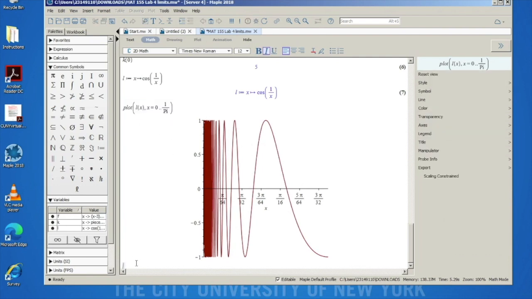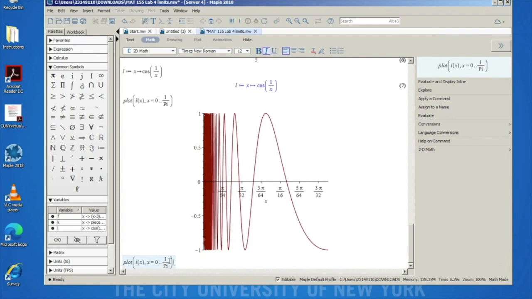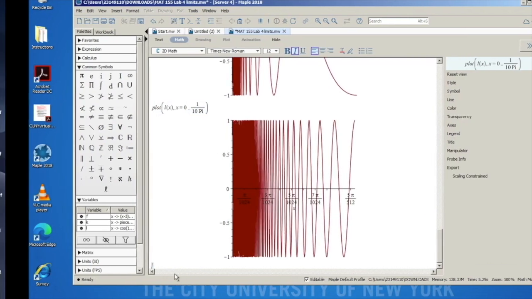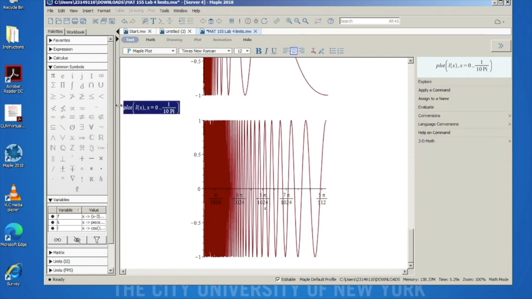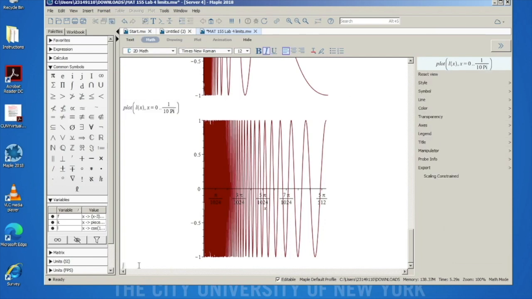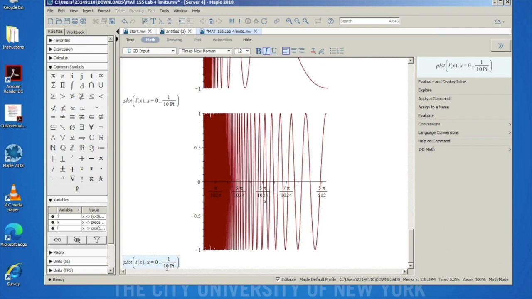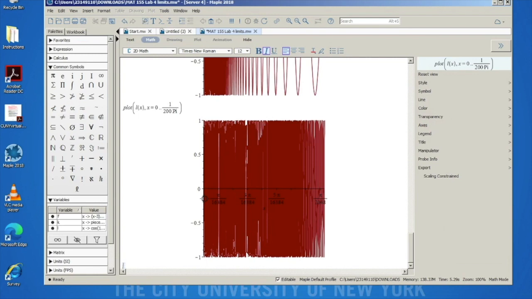Using the same function, let's look at it from 0 to 1 over 10 pi. Now, from 0 to 1 over 10 pi, you could begin to see how it opens up a little bit. It looks like an instrument of sorts. And finally, from 1 over 200 pi, you can't even tell that they're actually separated. It just looks all red.